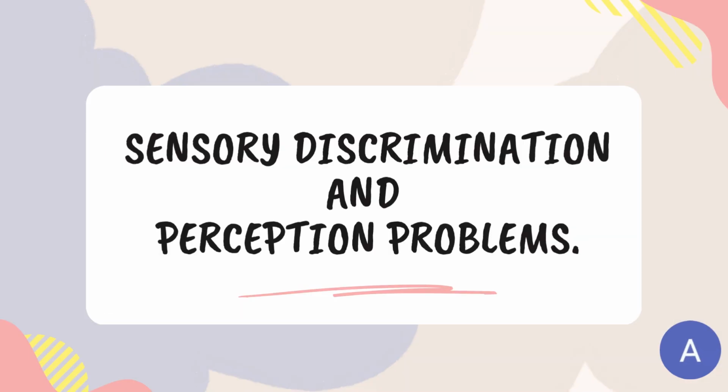For the next slide, I will talk about sensory discrimination and perception problems. Usually these children often have a hard time perceiving information. Discrimination is the brain's ability to interpret information and disregard irrelevant information. So sometimes their brain is jumbled or confused by environmental stimuli.